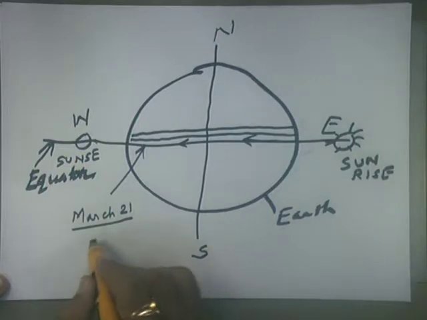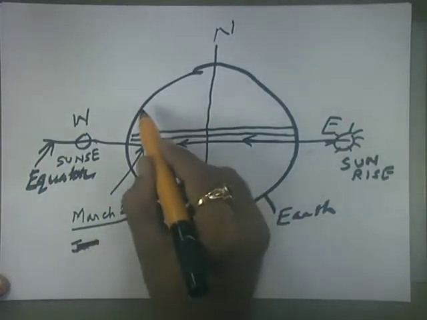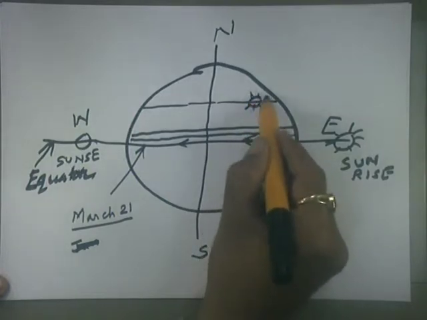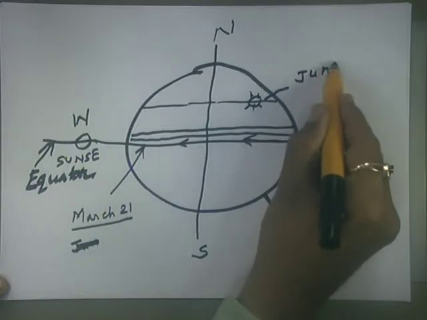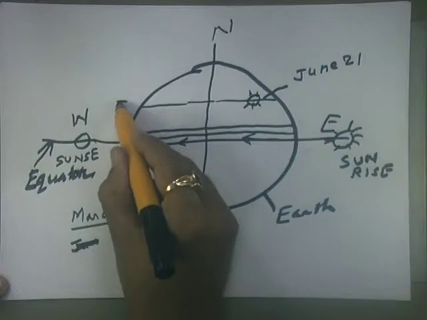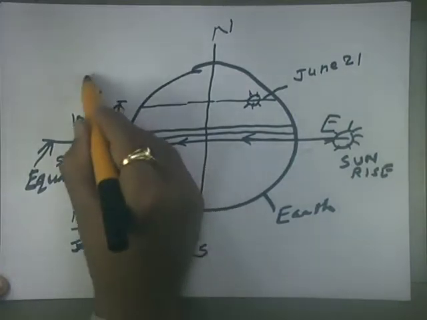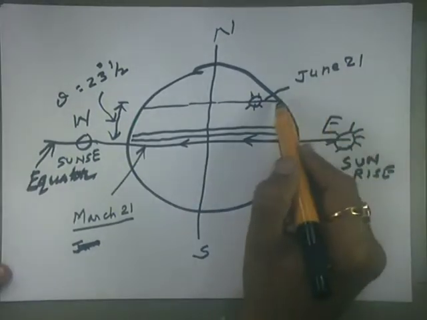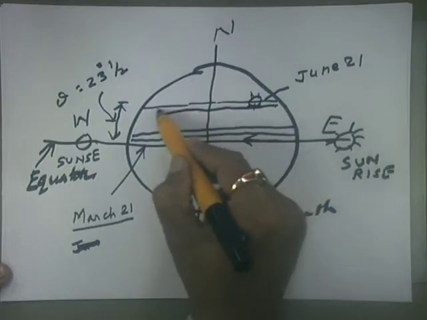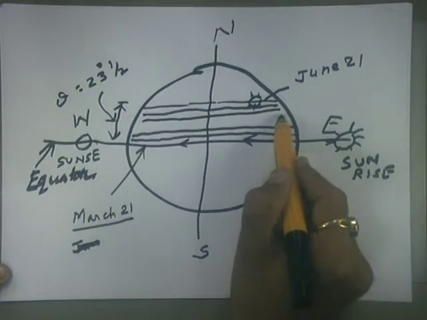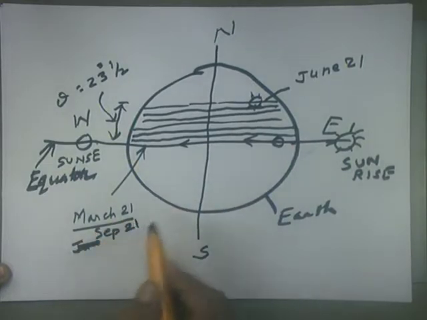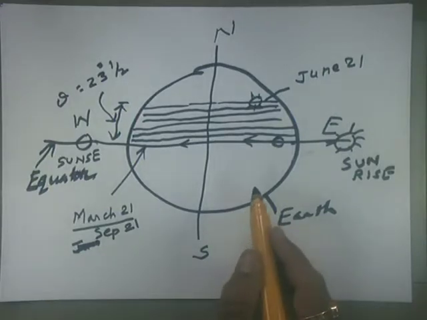So after exactly 3 months, that means 90 days, the date will be June 21. So exactly on June 21, the path traced by the sun will be at a distance of 23.5 degrees. That is the latitude theta. Again after June 21st, 22nd, 23rd, 24th, the orbit line, path line will be shifting towards the south. So again it will come to this same line on the equator on September 21, exactly after 90 days or exactly after 3 months.